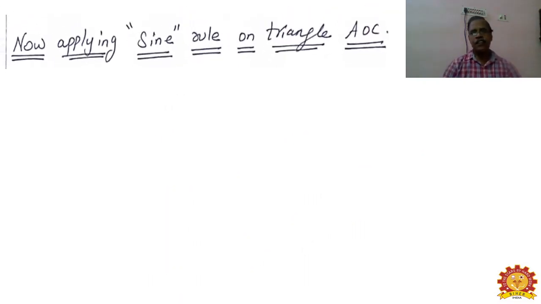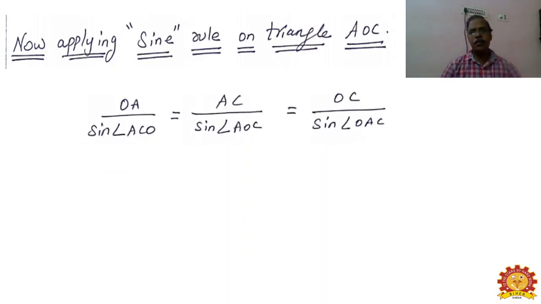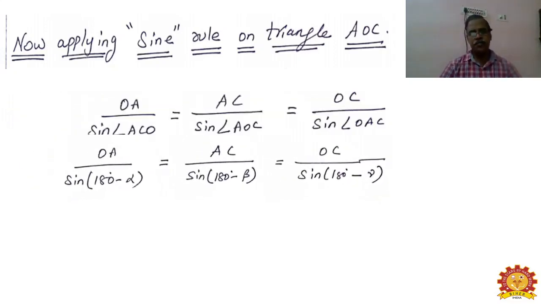Now applying the sine rule of the triangle. What is the sine rule? The sine rule is nothing but opposite by hypotenuse, adjacent by hypotenuse. You have studied this in the lower classes also. Similarly, by applying the sine rule, we can very easily understand that OA by sine angle ACO, similarly AC by sine angle AOC, is equal to OC by sine angle OAC.